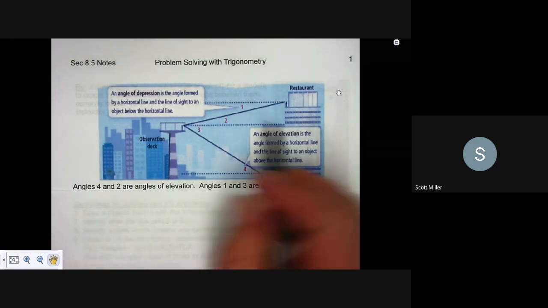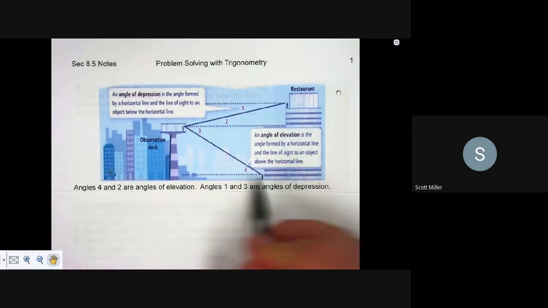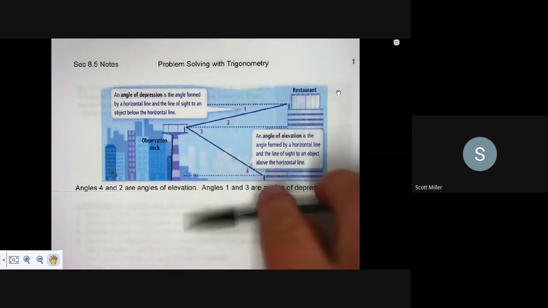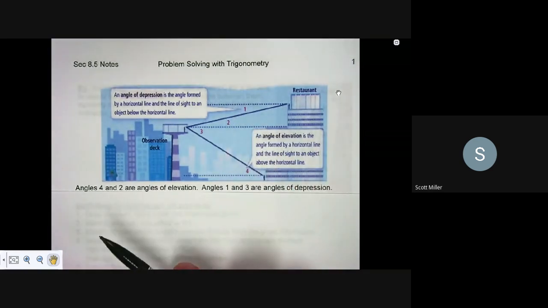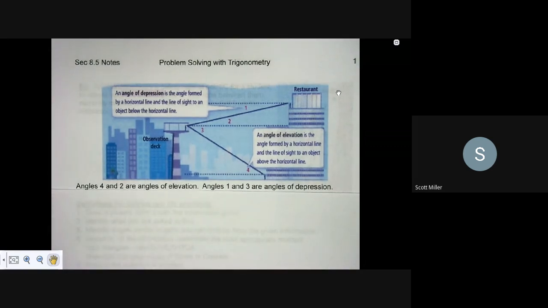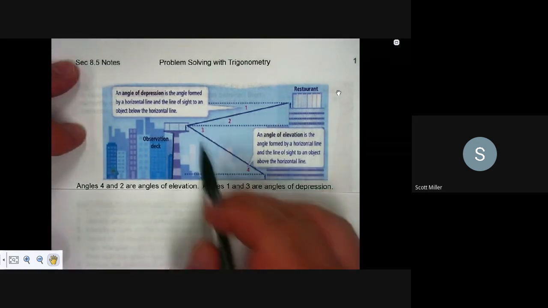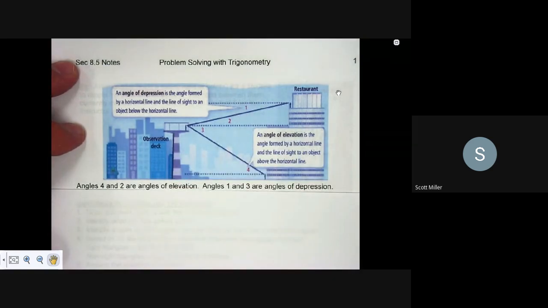This is important to recognize so that when you draw your pictures and they talk about angle of elevation and depression, you start with the horizontal line and then look up or down so that you have the proper angle. Once you have that angle, then your task is to get an angle inside of your triangle. So that's why it's important to recognize these two definitions to help you in solving problems.